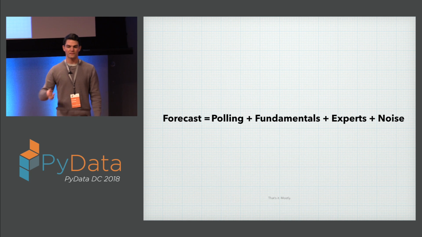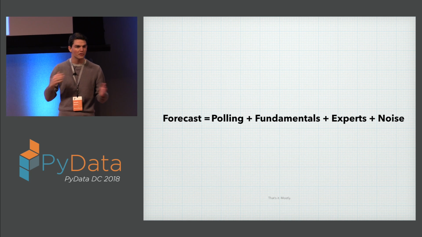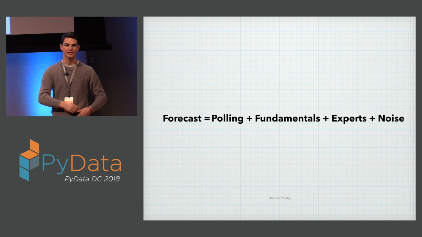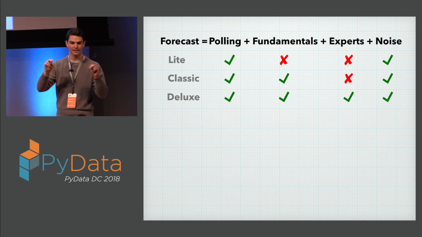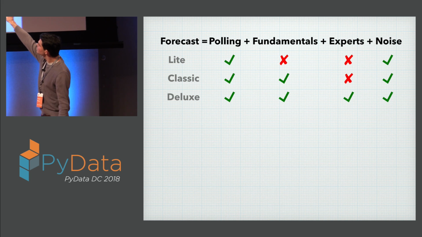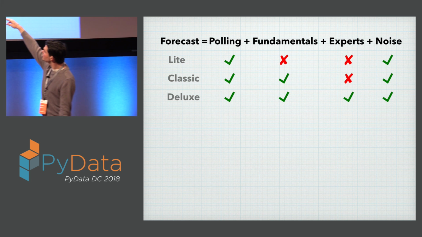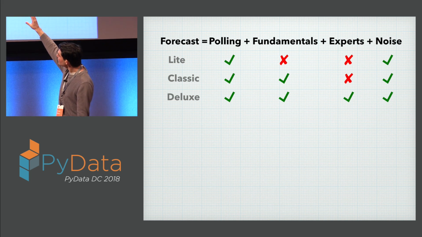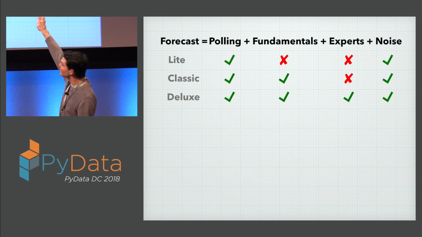And lastly, we're going to think about incorporating noise. Now, it's important to note that 538 has now different levels of their forecast. In the most recent election, you may have seen they had light, classic, and deluxe. And so each of those different levels incorporate different amounts of these independent factors.